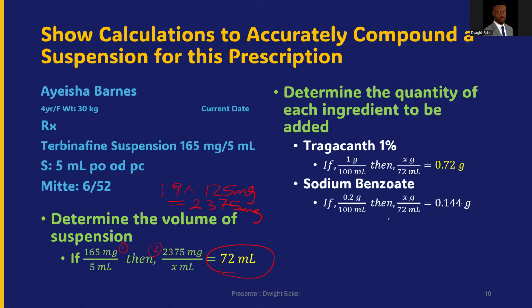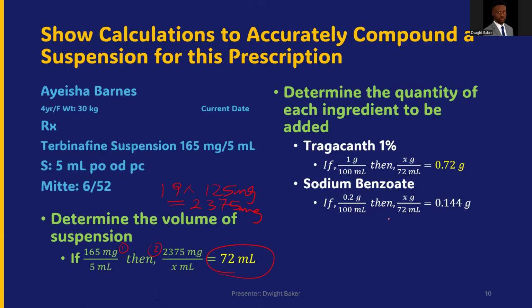For the sodium benzoate, it told me I need to look at what that range is for preservative. All right. And so it tells me I can use 0.1 to 0.5% as a preservative. And so how much of this will I need to put in the 72 mils to make sure that I have the adequate amount to preserve the suspension? I use 0.2%. So 0.2% would be 0.2 grams in 100 mil. You work that out, you get 0.144 grams.